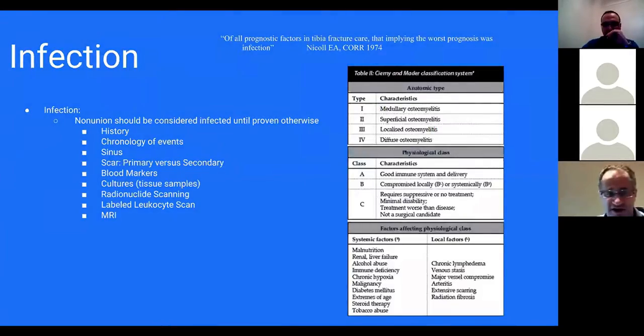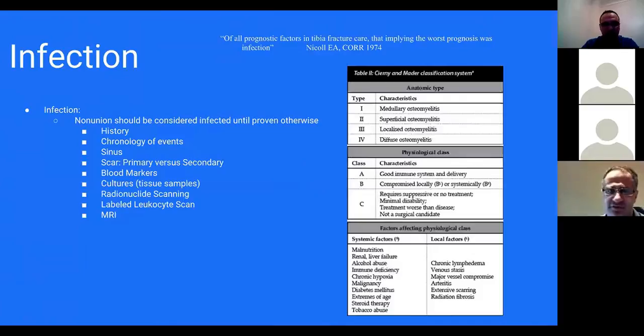So infection: any non-union should be considered infected until proven otherwise. What will help you decide is the history, the chronology of events, the presence of sinus on the examination, and the presence of scar, primary versus secondary. Don't get into the habit of asking the examiner the question, is there a sinus, is there a scar? Say, I presume the scar is by primary intention with no evidence of any sinus, and history and examination has low suspicion for infection.